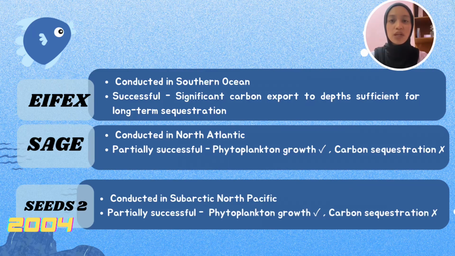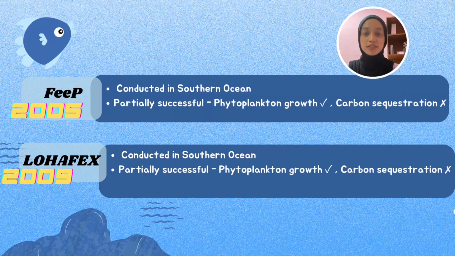EIFEX is the only one that was considered truly successful in demonstrating significant carbon export to the deep ocean, which is the key goal of OIF. Next, in 2005, FeeP was conducted. In 2009, LOHAFEX was also conducted. Both of these experiments were conducted in the Southern Ocean.